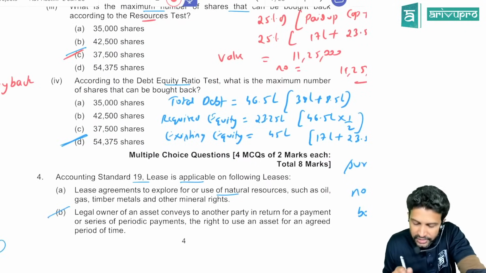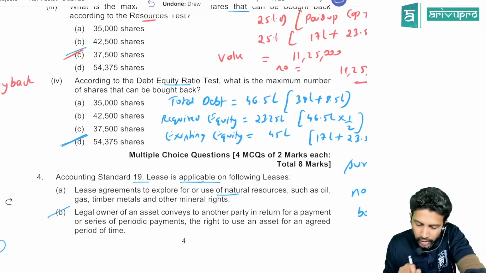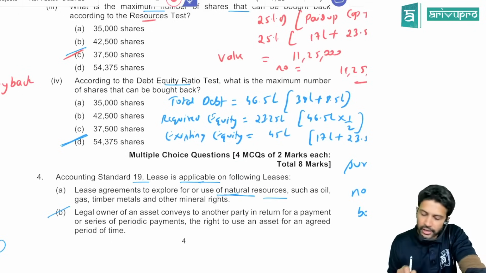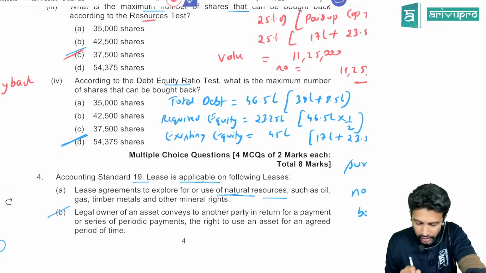As per AS 19, lease is applicable on which of the following leases is what they're asking. For lease agreements to explore natural gas, we have a separate standard called the exploration standard. Lease will not be applicable.